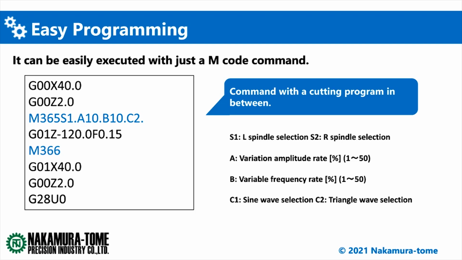C is the selection of the waveform. C1 is for sine wave, and C2 is for triangle wave. We recommend triangle wave for this. And please don't forget to insert the cancel command. It's a pretty interesting feature, don't you think?